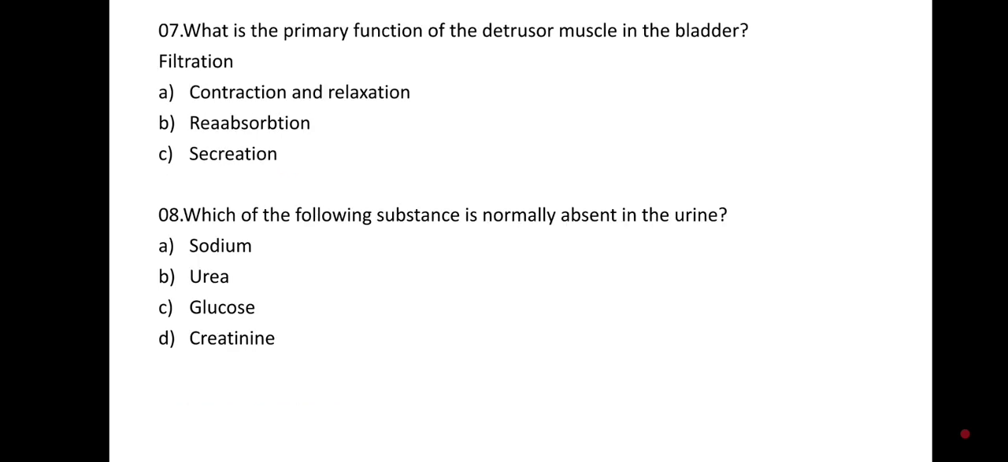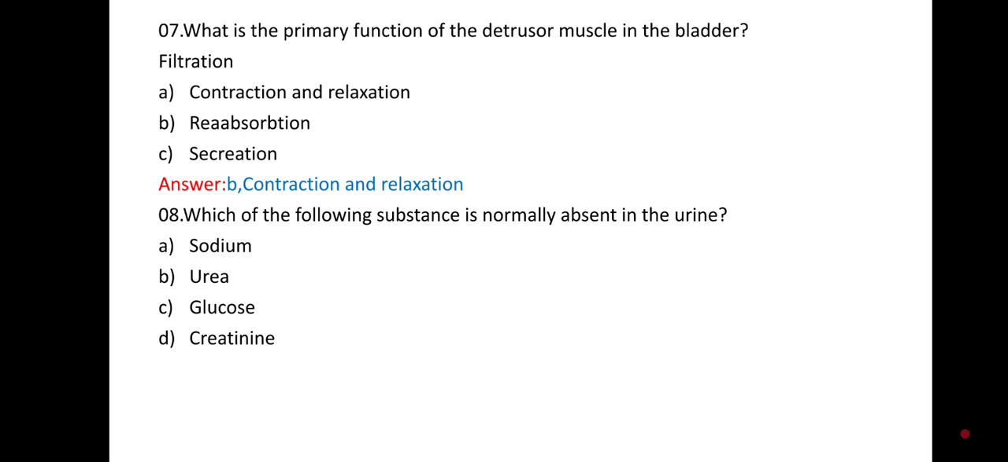The seventh question, what is the primary function of the detrusor muscle in the bladder? Filtration, contraction and relaxation, reabsorption, secretion. The correct answer is contraction and relaxation.